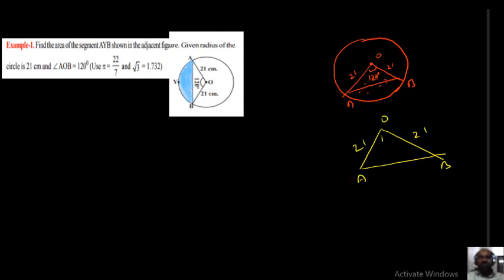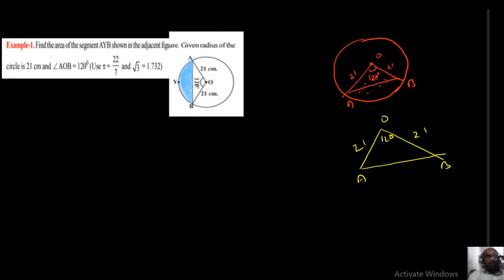The first target is to find the area of this triangle. A direct formula is there with us. Two sides and the included angle are given: half bc sin A. But I think we can't apply that formula in the SSC examination. That's why I will find the area of this triangle another way.